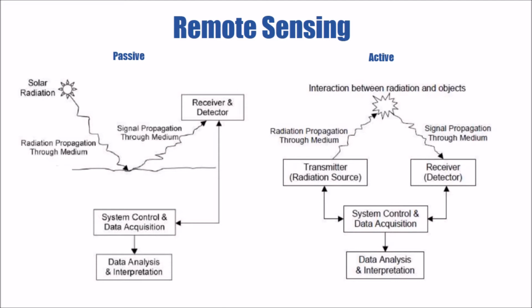There are two main methods of remote sensing, active and passive. Passive sensing does not generate the radiation that interacts with the target, but rather uses naturally occurring radiation such as sunlight. Active sensing uses self-generated radiation such as laser light, radio, acoustic, or microwaves.